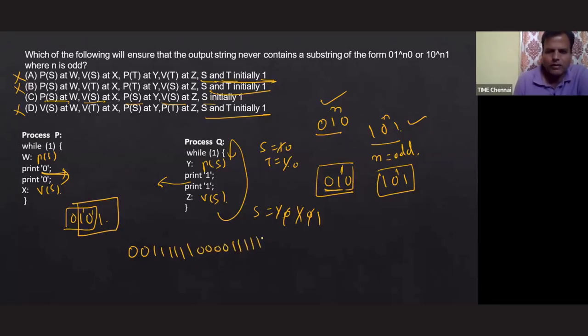Never ever will you get this kind of substring, whatever we have shown. See here, are you getting this? No. Because here we have 0 1 0, 1 1 0. Okay, fine. 1 0 1, are you finding it anywhere? No, you are not finding it anywhere. So you are not getting this kind of substring. That's why option C is correct.